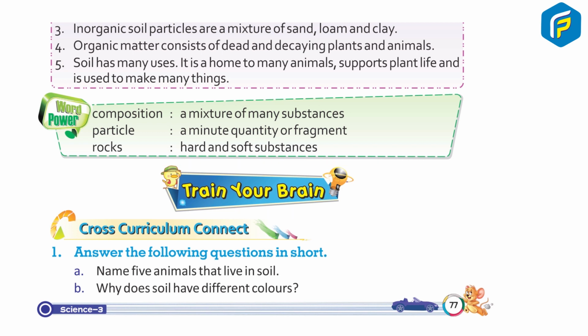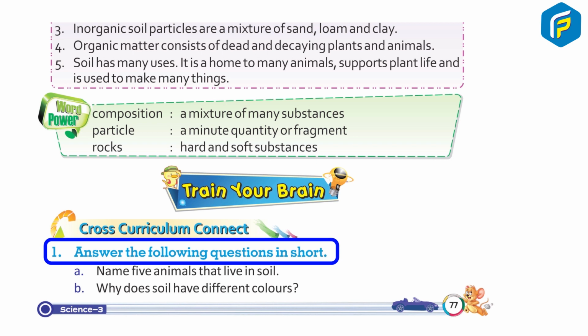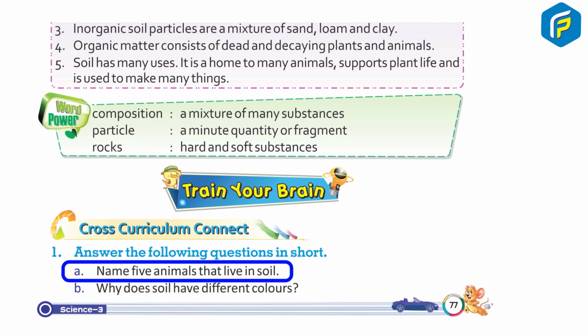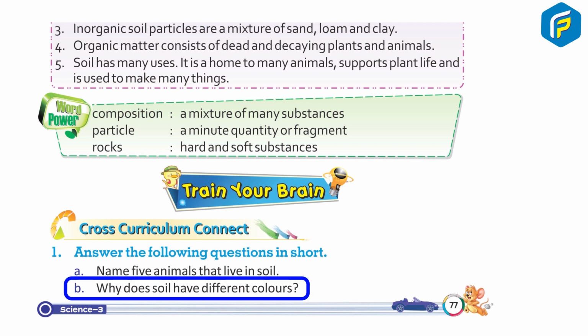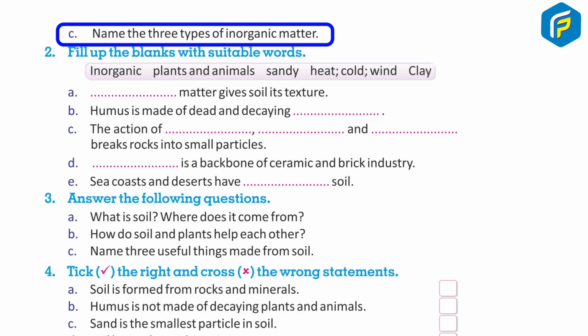Train your brain. Cross curriculum connect. 1. Answer the following questions in short. A. Name 5 animals that live in soil. B. Why does soil have different colors? C. Name the 3 types of inorganic matter.